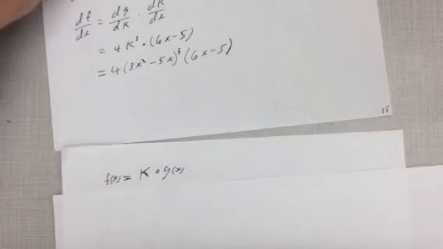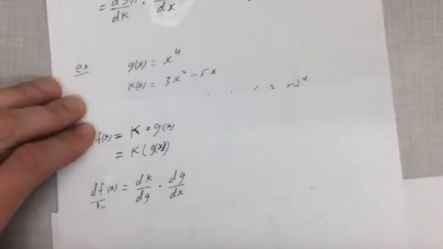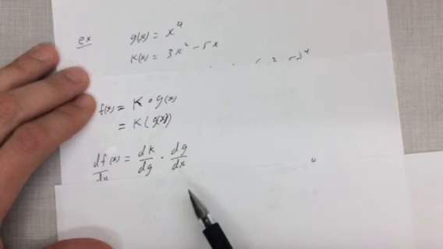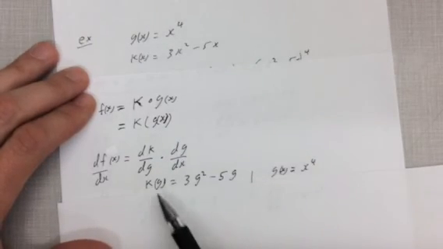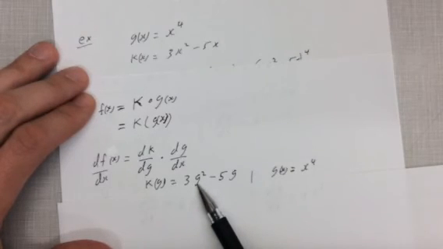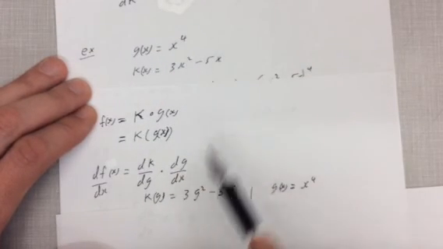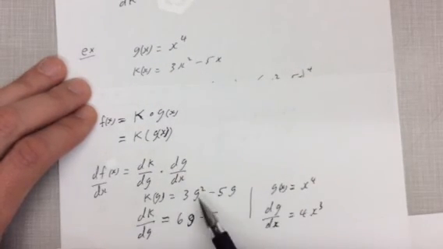What if we looked at k of g of x? So the functions are the same, but we're now looking at k of g of x. The derivative is going to be dk by dg, the derivative of the outside with respect to the inside, times the derivative of the inside. So k of g of x equals 3g squared minus 5g, plugging in g. The derivative is going to be 6g minus 5.